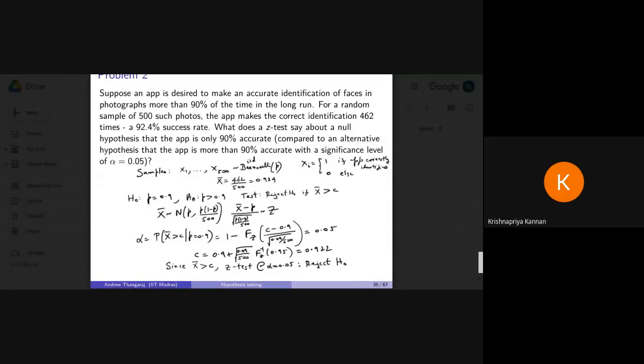Ma'am, it is the same like a normal with mean and variance, right, ma'am? So the mean is p and the variance is p into 1 minus p. Variance is p into 1 minus p, yes. So what will be the form?